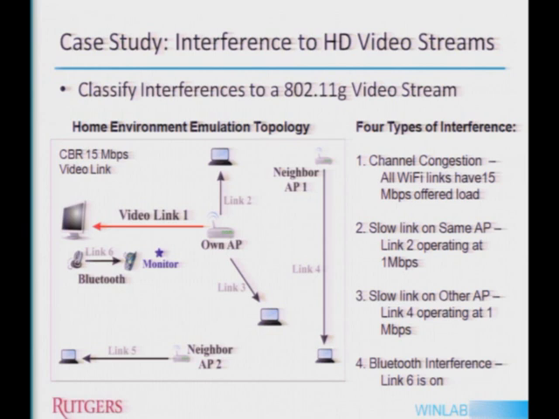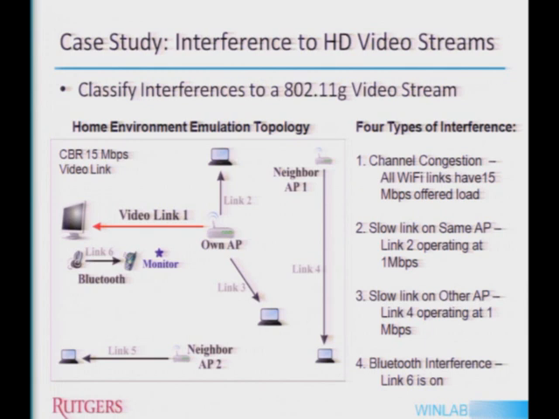In this case, we have all these extra links. Your own AP could be transmitting to two other devices, and there could be two other neighboring APs in the neighborhood. There's also a Bluetooth transmitter which is near the receiver of the Wi-Fi link. So these are the four types of interference that we are considering in this scenario.